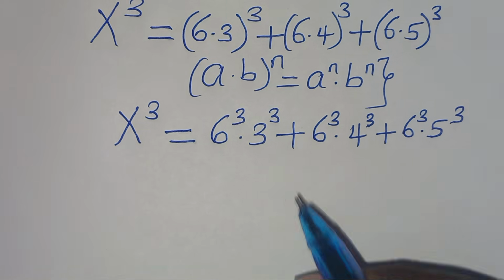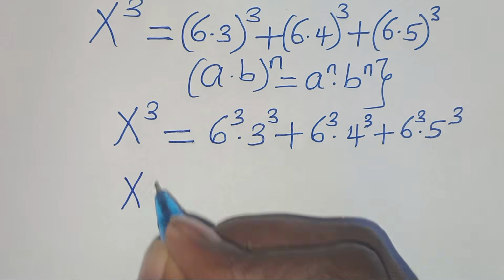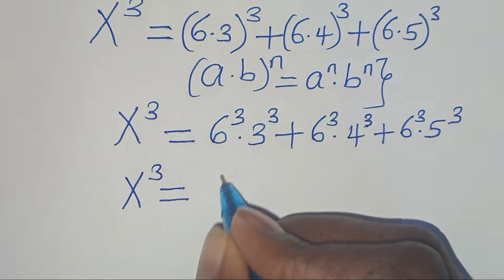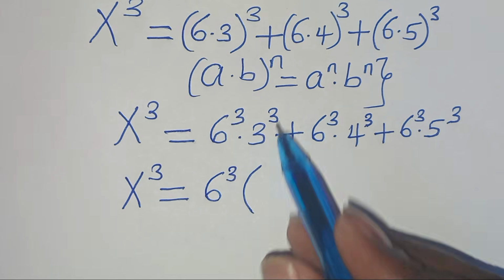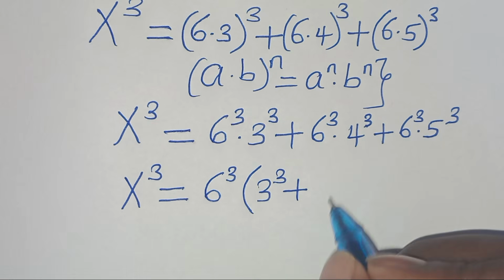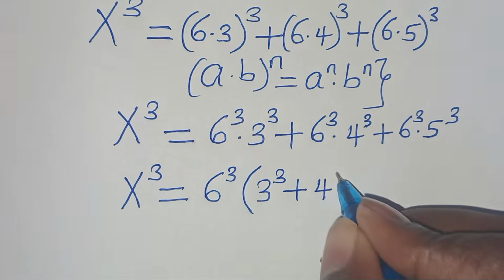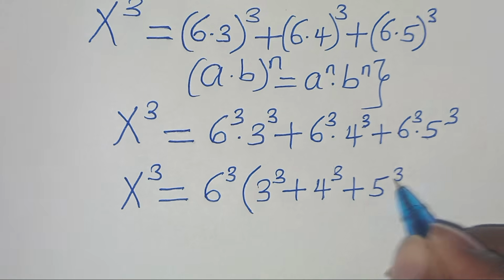Now, as you can check here, 6 to the power of 3 is common. So this means that we can factor out 6 to the power of 3. So in the parentheses, here we'll have 3 to the power of 3, then plus 4 to the power of 3, then 5 to the power of 3.